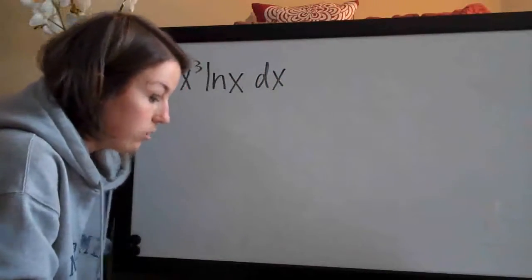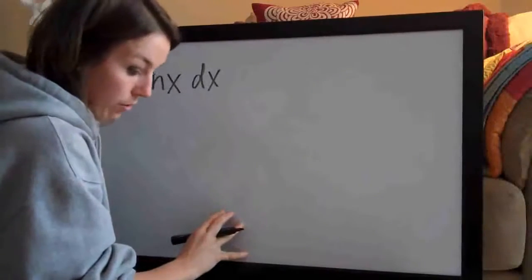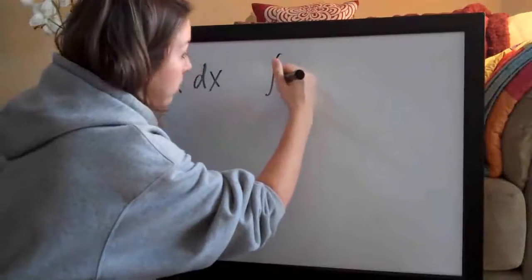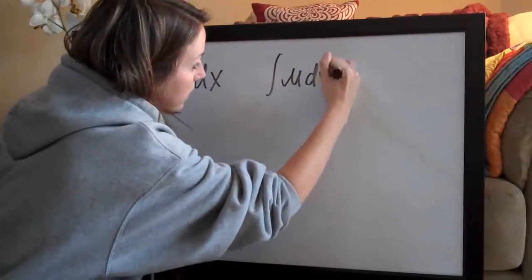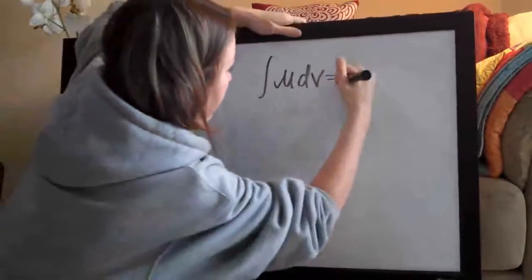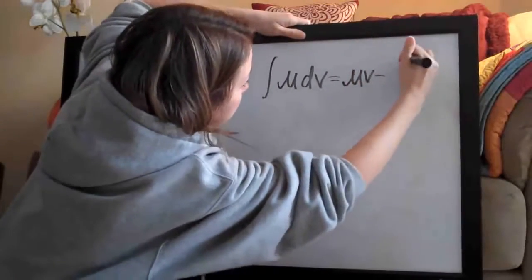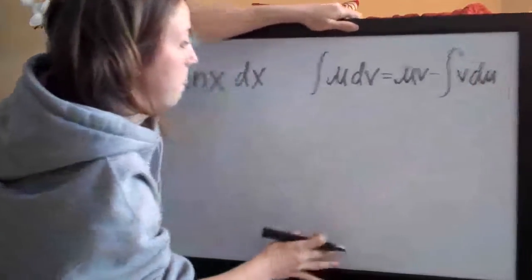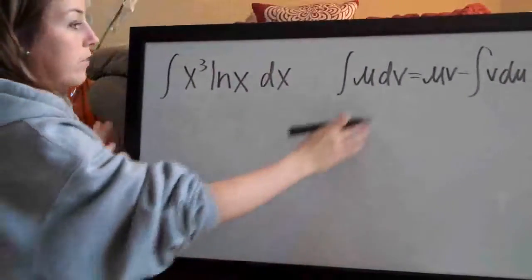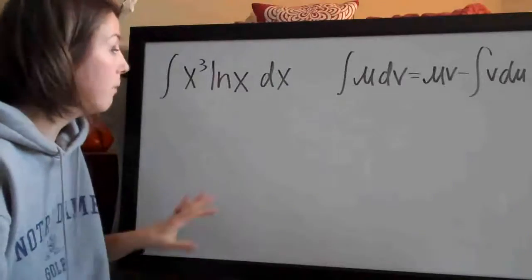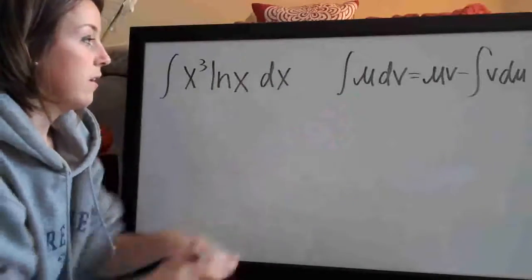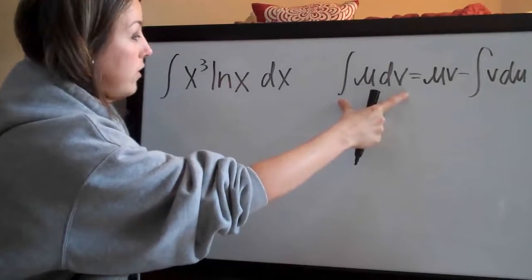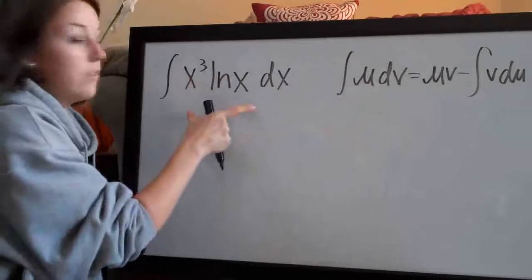And the formula that we're going to be using, let's go ahead and put it over here, is integral of u dv equals u v minus the integral of v du. So this is the formula for integration by parts problems, and all this means is this part here, the left side of the equation, is our original function, so this is representing this over here.